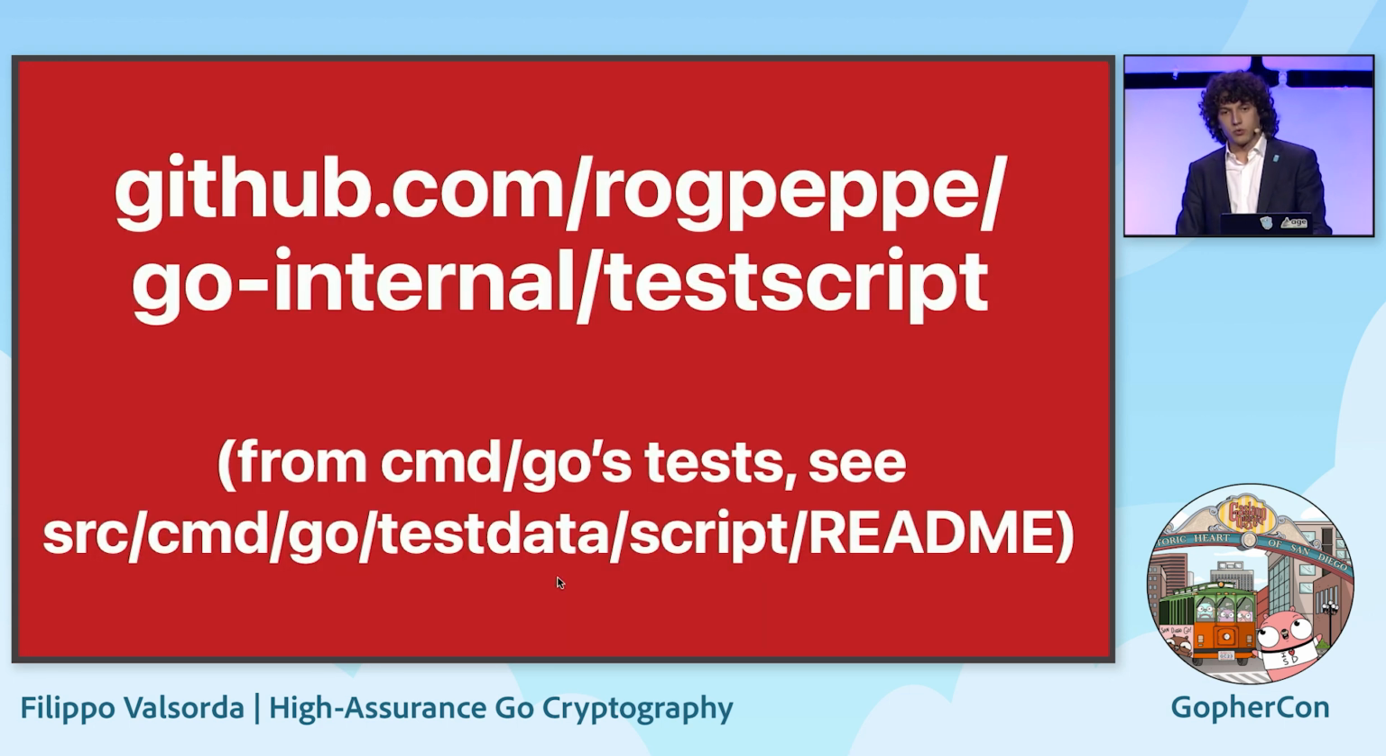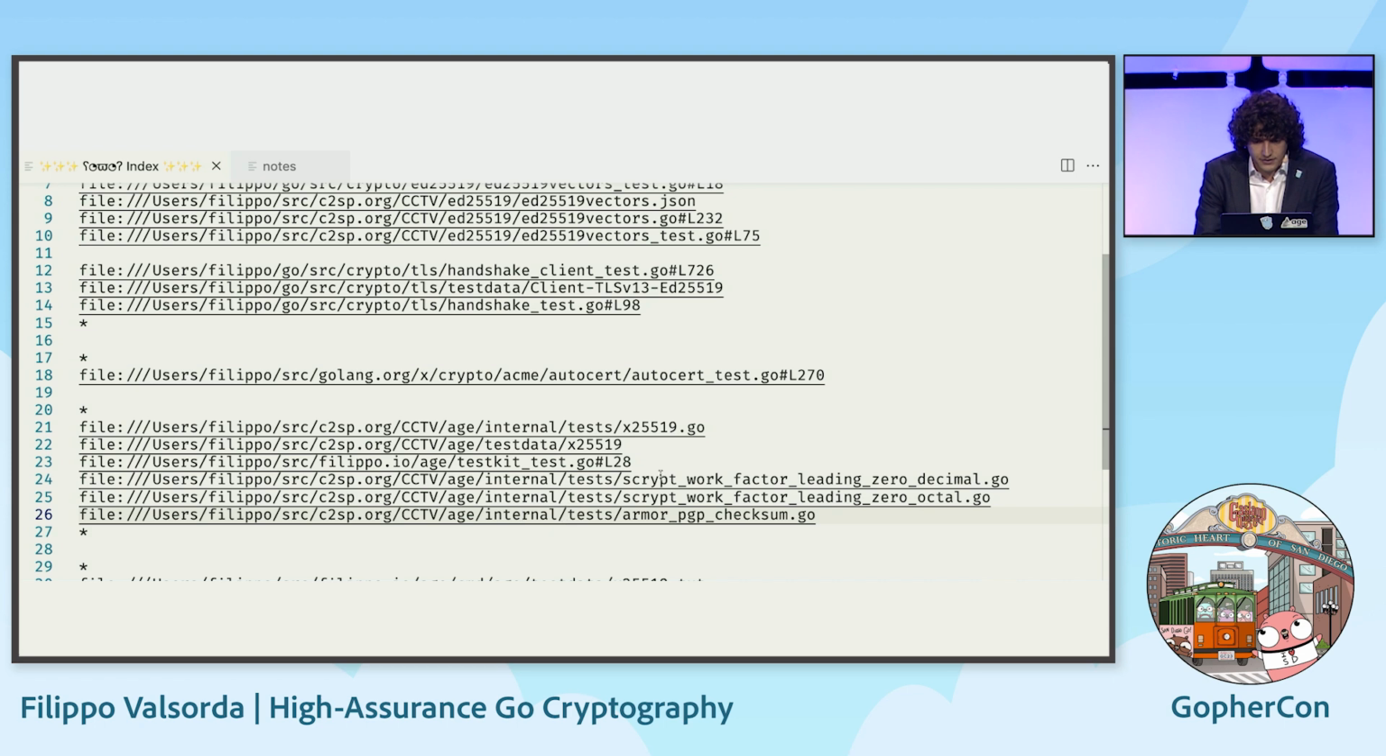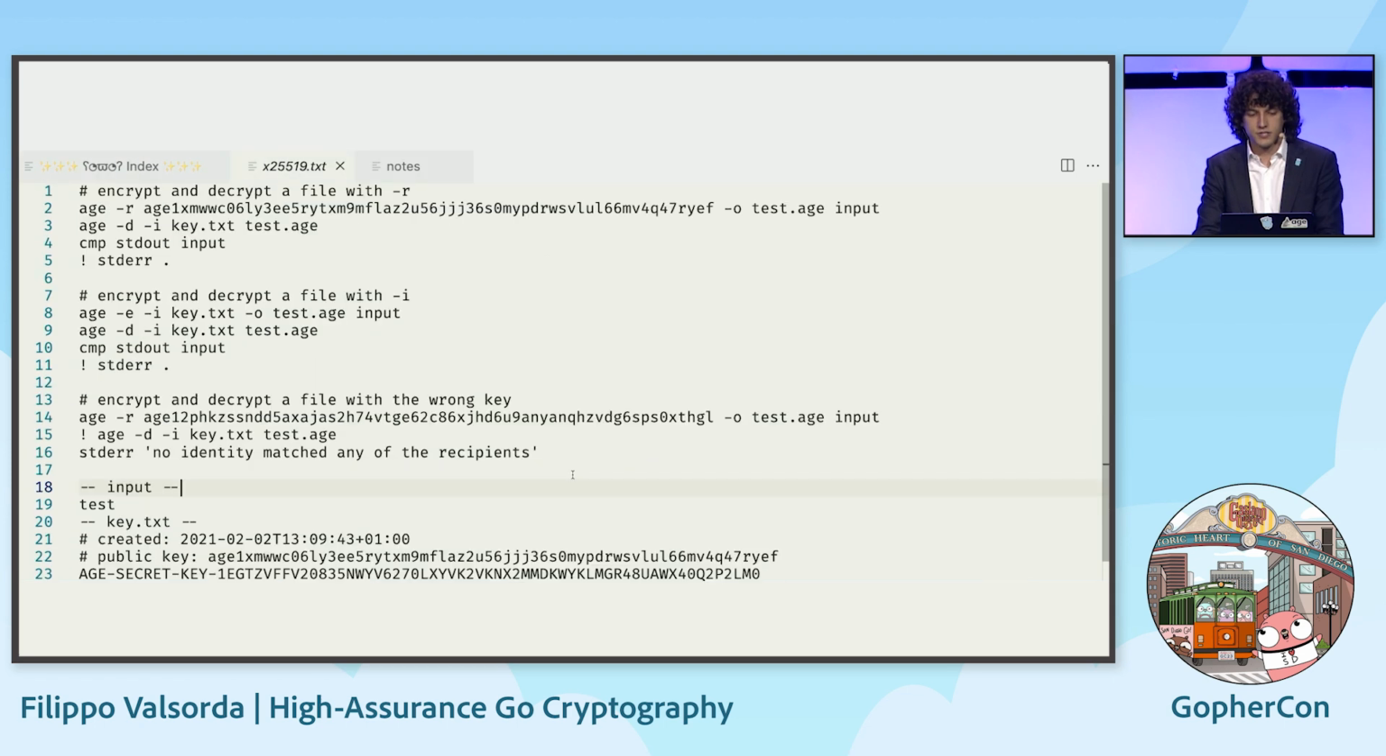The last thing I want to tell you about is the testscript package. This is a little gem. It's a re-exported version of cmd/go's test. cmd/go is the Go command, the one you type in your command line, go build, go test. And how do you think the Go team tests the Go command? They test it with testscript, and a testscript script looks like this.